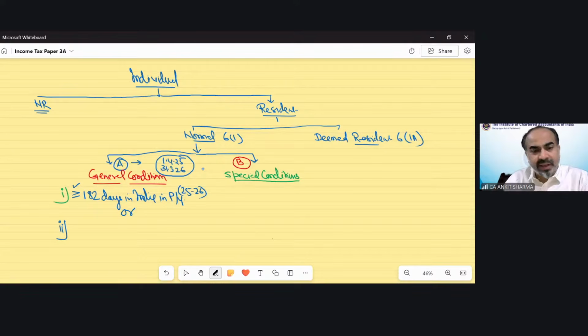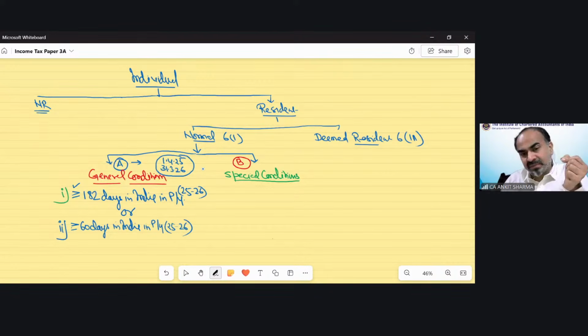Condition number 2 says, if you are in India for more than or equal to 60 days in the previous year 25-26. So if you are not in India for 182 days or more, but still you are in India for 60 days in the previous year, and the second condition has two parts, you have to fulfill these two together: 60 days in India in the previous year and more than or equal to 365 days.